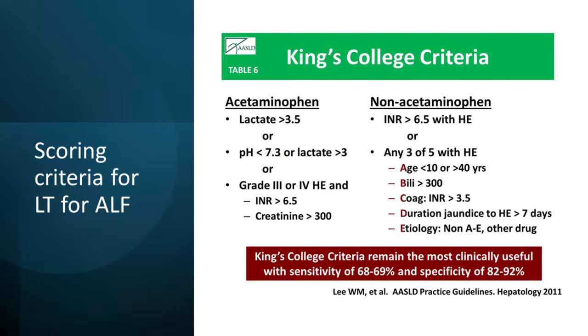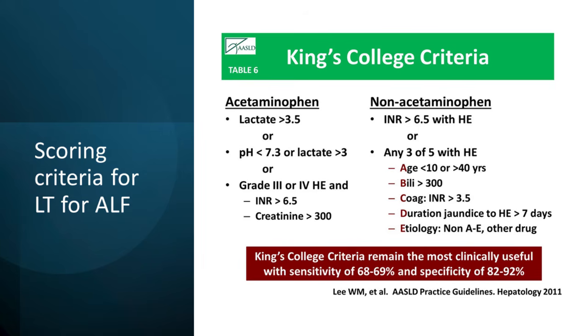Then for ALF, you have the King's College criteria, especially for paracetamol and non-paracetamol poisoning. For non-paracetamol poisoning, it's very simple. If you have an INR anytime more than 6.5, make sure that INR is measured after giving vitamin K, not before giving vitamin K. After giving vitamin K, if it is 6.5 with hepatic encephalopathy, or you have any of these 3, then you are listing the patient for transplant.